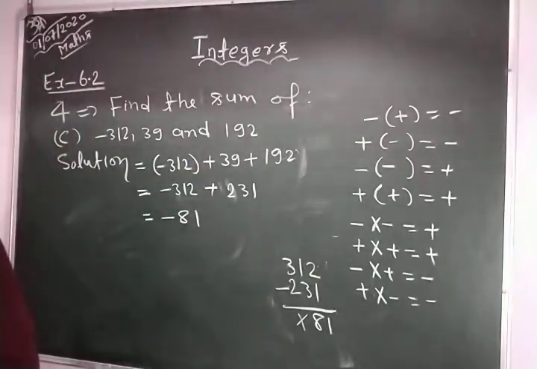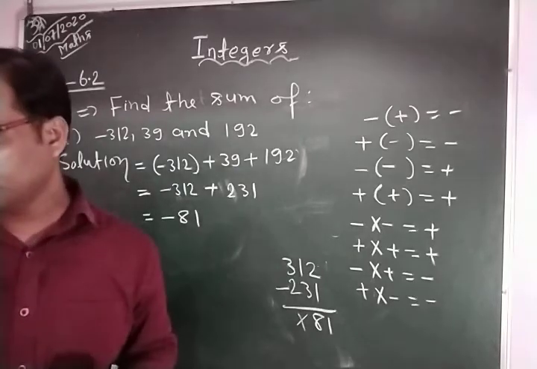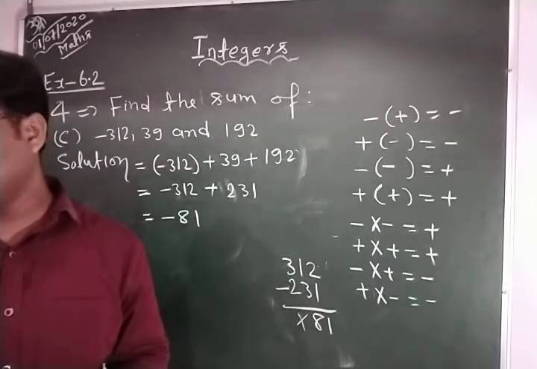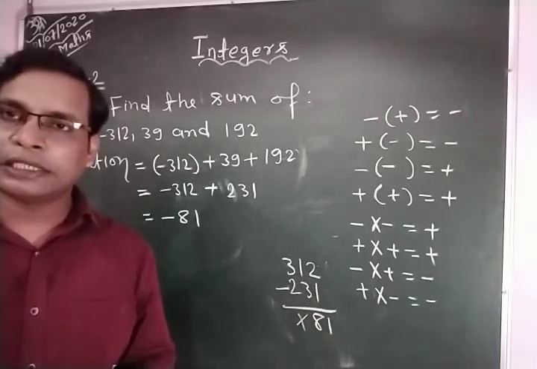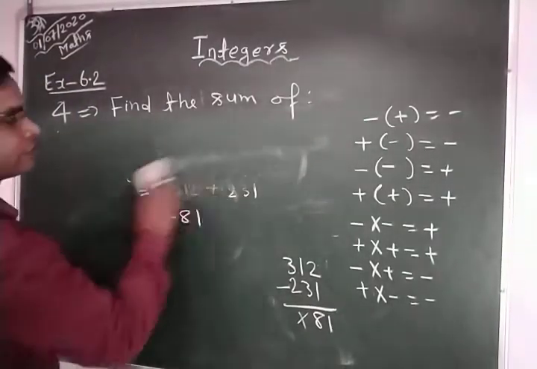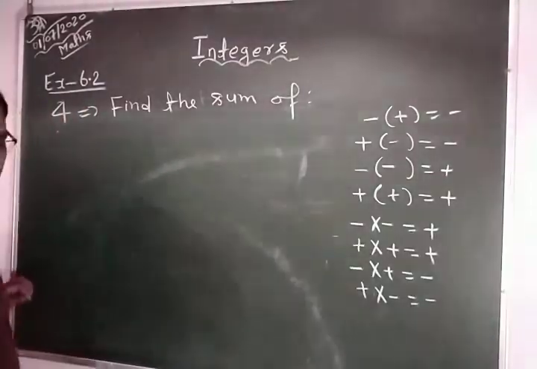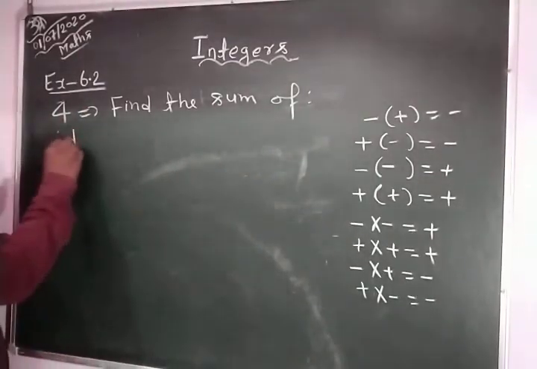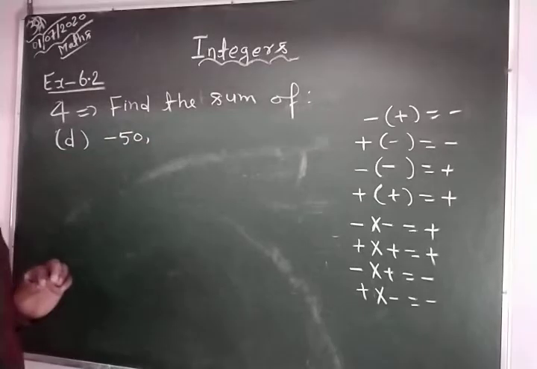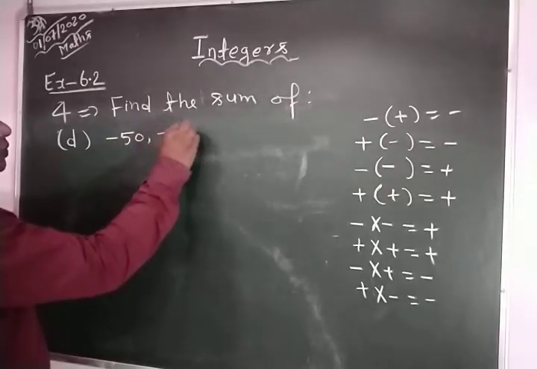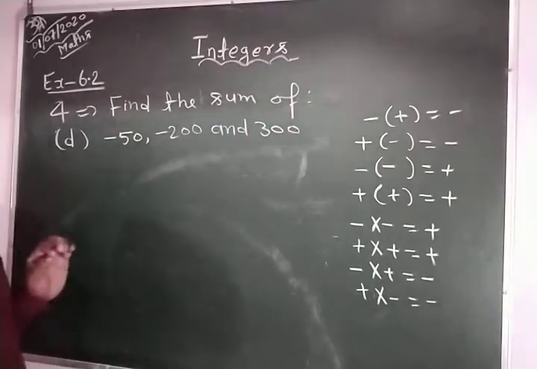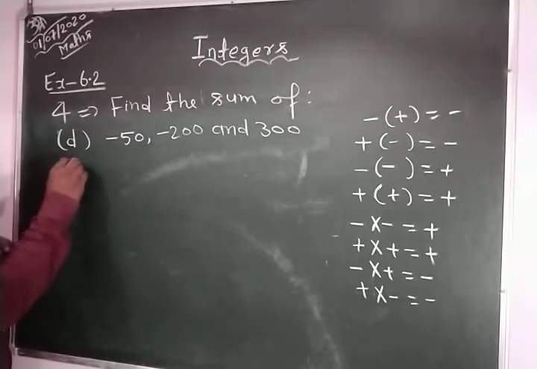Clear? Now the last part of this question, D part of question 4, is the sum of minus 50, minus 200 and 300. This is the D part of question number 4. A sum of minus 50, minus 200 and 300. Clear?